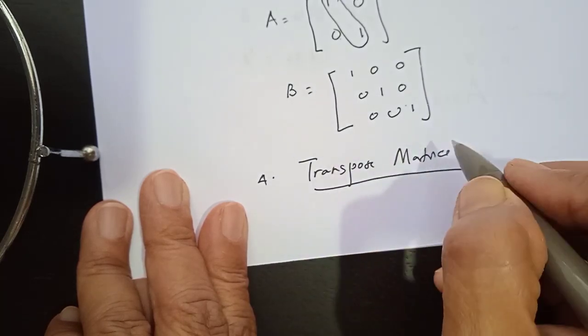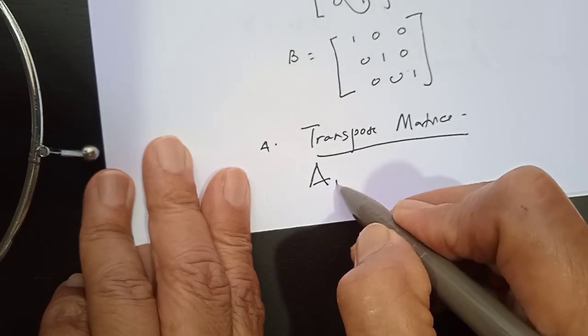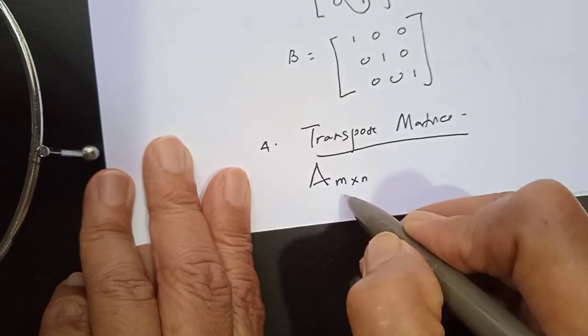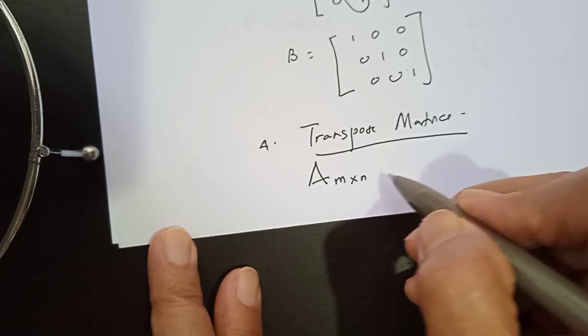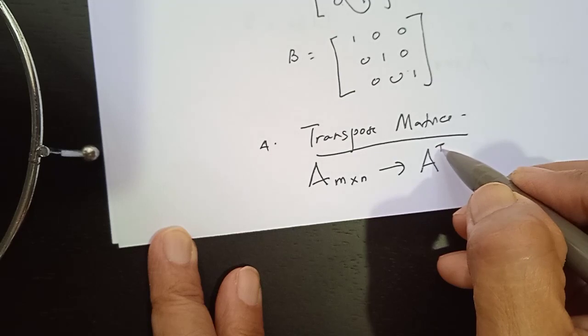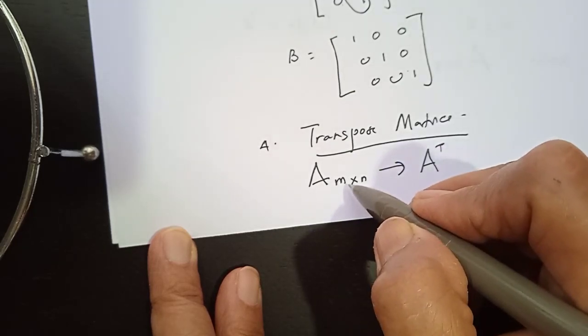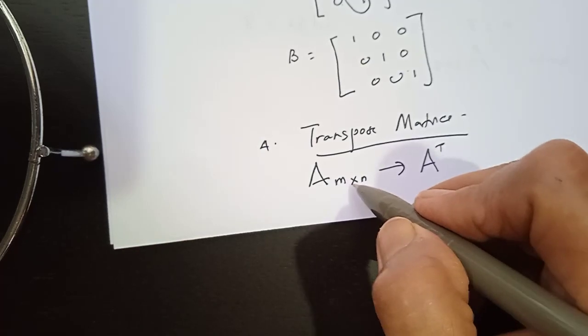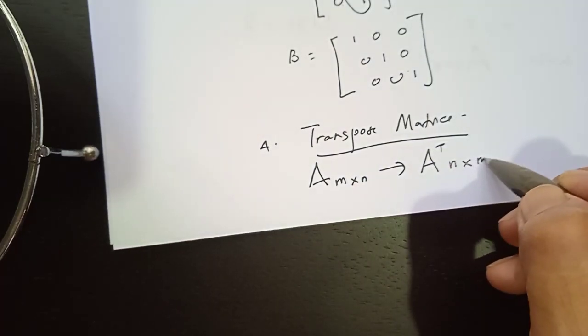Okay, transpose matrix. Let's say A is a matrix of order m times n, where the number of rows is m and the number of columns is n. The transpose matrix is denoted by A superscript T, meaning A transpose. So for the order of the matrix, the rows become columns and the columns become rows. So it becomes n times m.